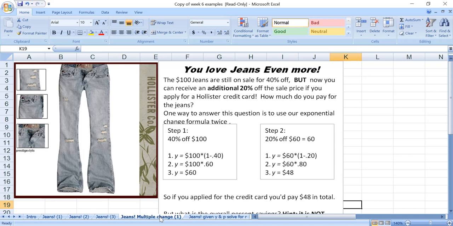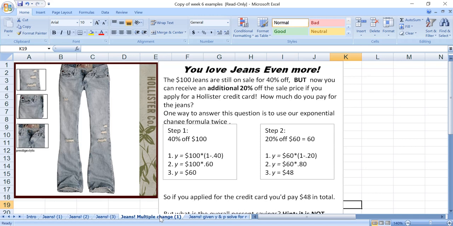Sidebar, the interest rate on that credit card is probably 30%. So if you don't pay the bill off in the first month, they've already made 10% in interest on you beyond the 20%. Anyways, sidebar. Right? We'll talk about that with credit cards.